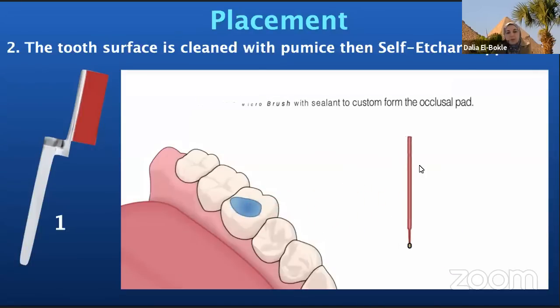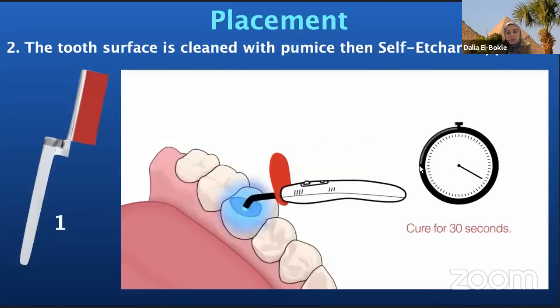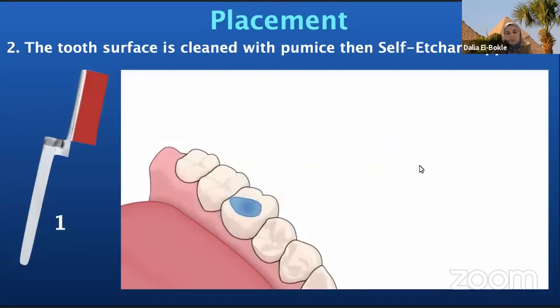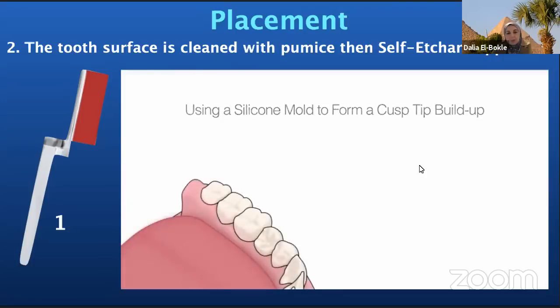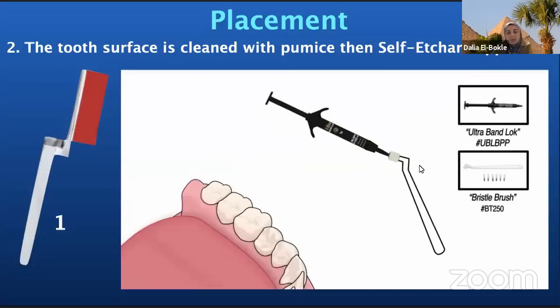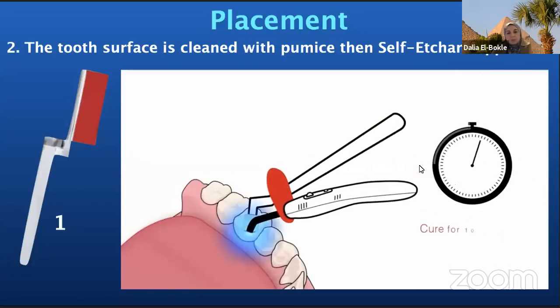Here, a micro brush is used to shape the bite turbo, and then you can light cure for the required amount of time as prescribed for the material that you are using. And this is how we use the silicone mold to apply the bite turbo if you don't want to use the freehand technique.